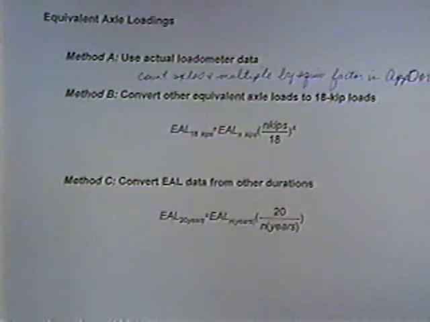Another method of converting equivalent axle loads is method C, where you take it from any year, any number of years, and convert it up to the 20-year design life for the pavement. For example, if you had 1 year equivalent axle loading, you'd simply substitute 1 in the denominator of that equation and multiply your equivalent axle load for 1 year times 20, as shown there.